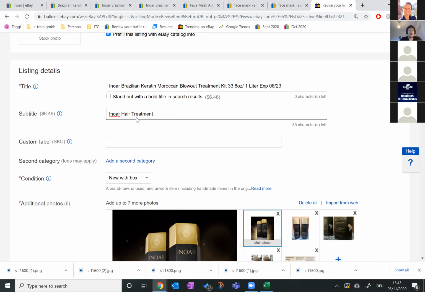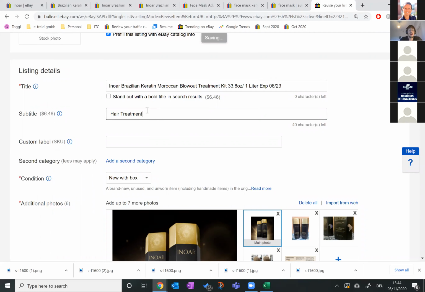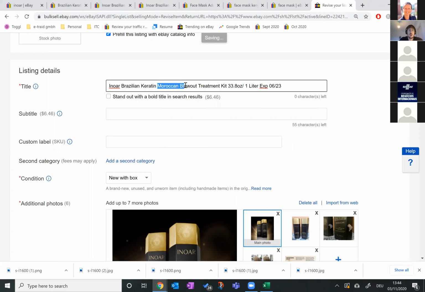So, we might have buyers that are not looking for the brand at all. They just look for a hair treatment that has keratin, right? So they could be looking for keratin hair treatment. So we absolutely need the keyword keratin in there. There might be people that have heard about this Moroccan aspect of this product. I myself don't use these products, and I'm not an expert on this particular product.